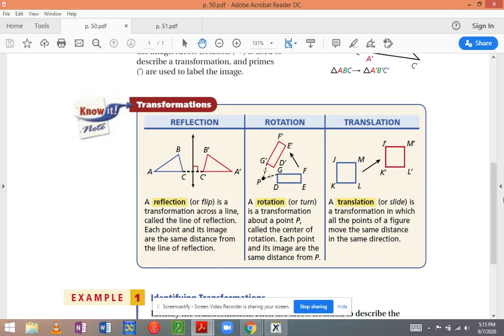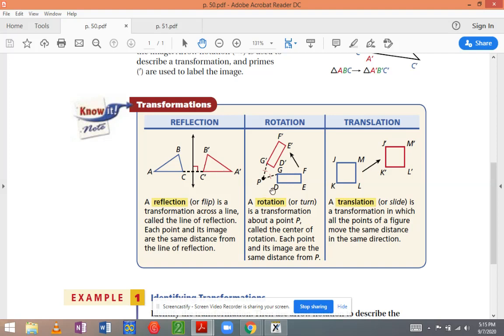Okay, and the third type of transformation that we need to know today is the translation. That's probably the easiest one. It's also called a slide, and it's just a way to move a figure across the plane. You're going to move all the points in the pre-image the same distance sideways and the same distance up to get the image. In this case, J is mapped into J prime, M is mapped into M prime, L is mapped into L prime, and K is mapped into K prime, as well as all the other points on the pre-image are mapped into corresponding points in the image.